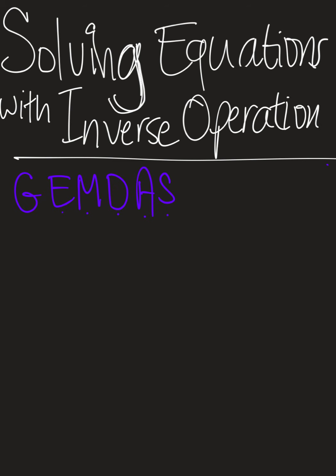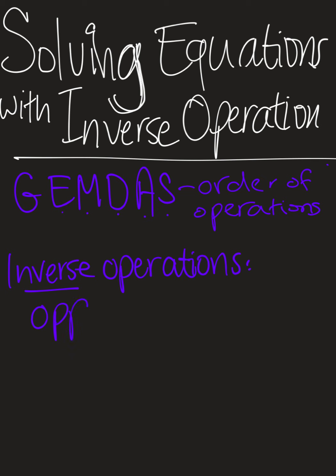Okay, so when we are solving equations, we're going to use inverse operations. This is our order of operations. Okay, so our inverse operation is the opposite operation. For example, if I have addition, my opposite operation would be subtraction. If I have multiplication, my opposite operation is division, and vice versa, right? If I have subtraction, my opposite is addition. If I have division, my opposite is multiplication, okay?